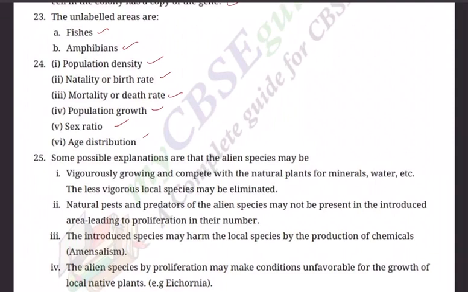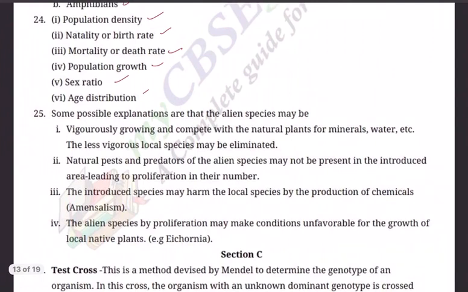Next, we come to the last one. Elaborate how invasion by an alien species reduces the species diversity in an area. Answer. Some possible explanations that can be given are that the alien species may be: 1. Vigorously growing and competing with natural plants for minerals and water. The less vigorous local species may be eliminated. Like we already said, Parthenium. Parthenium is a weed and it grows vigorously.